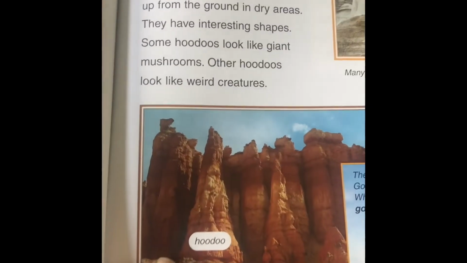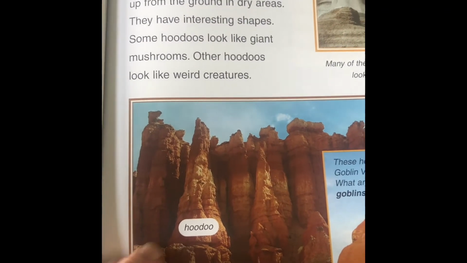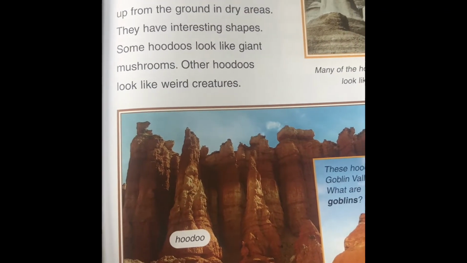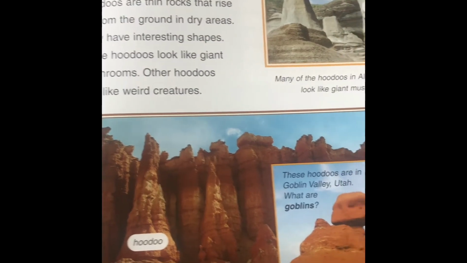Strange shapes. Some canyons have hoodoos. Hoodoos are thin rocks that rise up from the ground in dry areas. They have interesting shapes. Some hoodoos look like giant mushrooms. Other hoodoos look like weird creatures.